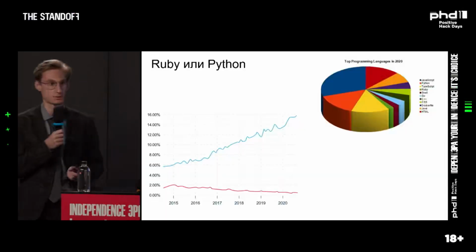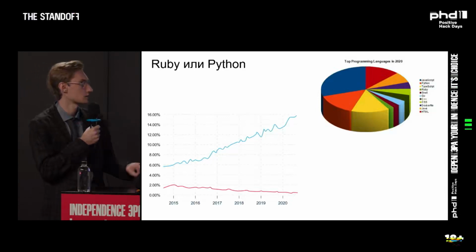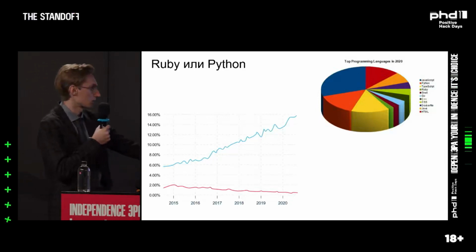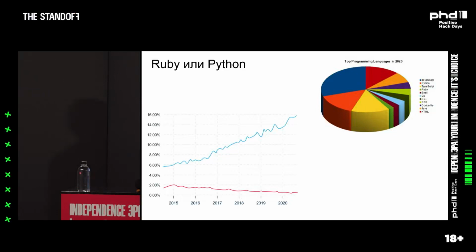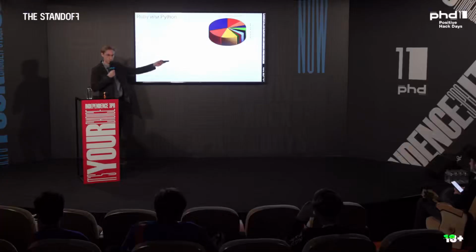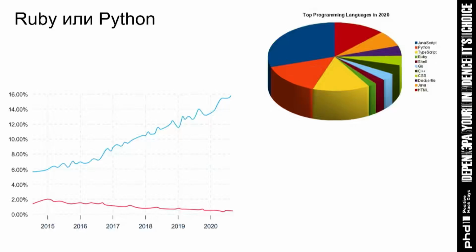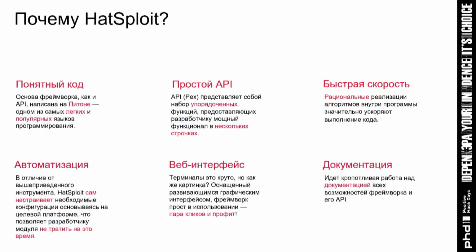And now let's compare the popularity of these languages taken from various sites. This is the Ruby popularity and the Python popularity. In red you can see Python, and Ruby is dark green, so you can see the difference.